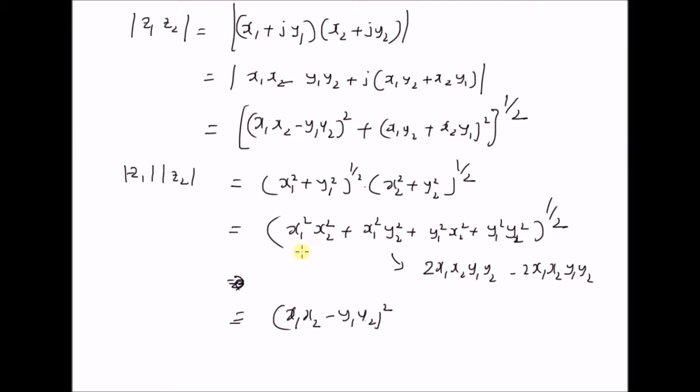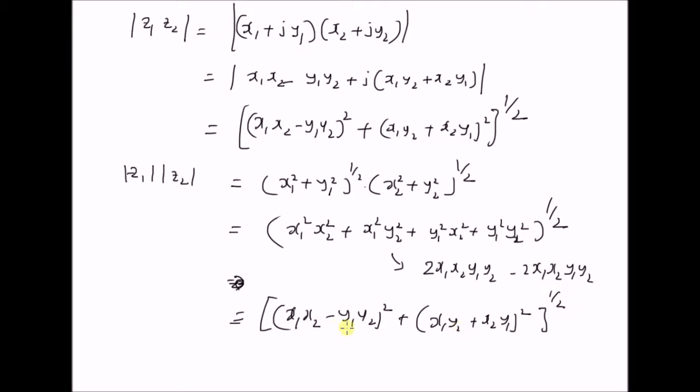That is, by combining x1² x2² and y1² y2² with the minus 2 times x1 x2 y1 y2, we have (a − b)², that is (x1 x2 − y1 y2)². And similarly, we can also have (x1 y2 + x2 y1)². That is, by combining these two terms with this 2ab term, we have (a + b)². And then we have, of course, power 1 by 2.